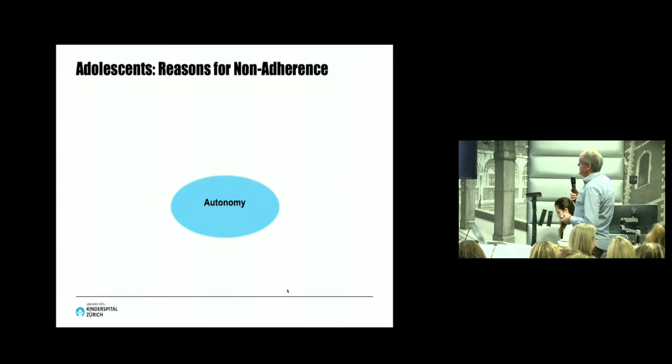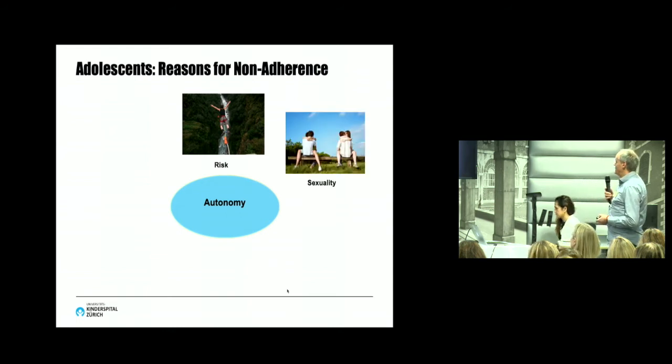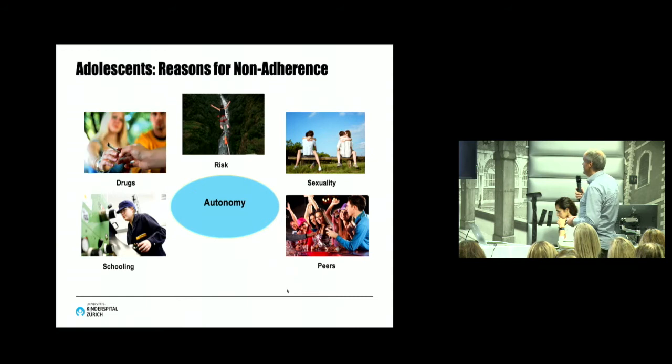So the reasons for non-adherence, if you go into a bit more detail, as at the beginning, are first that teenagers have different risk behavior than we adults do. Sexuality is an issue. They want to be peers like others. They want to just go out in the evening and have some beer or whatever. Schooling, and of course the drugs. All these issues can lead to non-adherence.